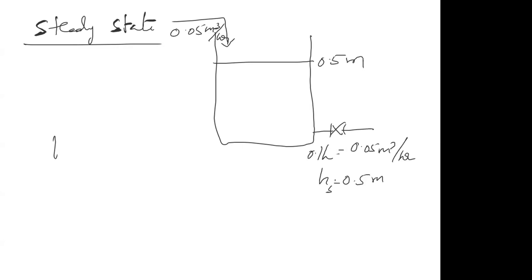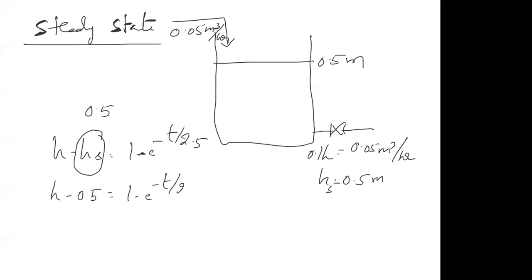So this gives H minus Hs equal to 1 minus e power minus t by 2.5. What is Hs? 0.5. So H minus 0.5 is equal to 1 minus e power minus t by 2.5. So what is 0.5? The steady state height. H equal to 0.5 into 1 by 2.5.